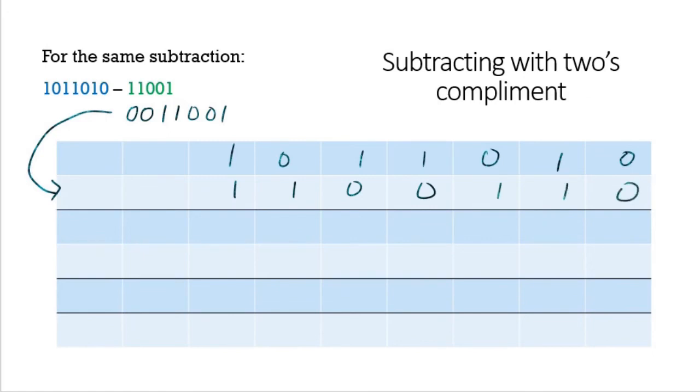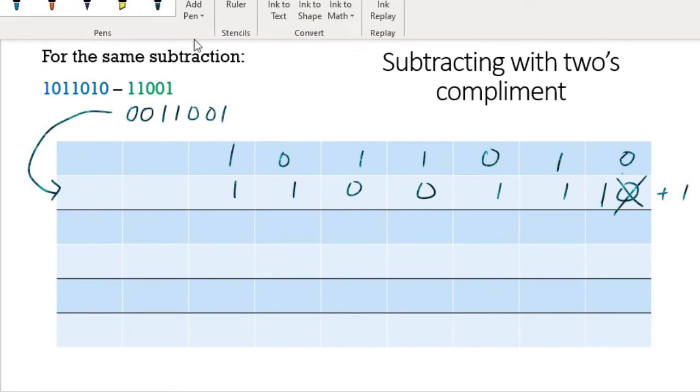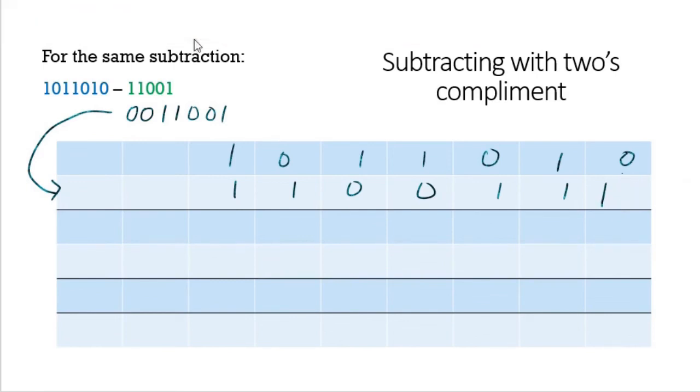And now, right away, I'm going to add 1 to the complement. So I'm going to this number, add 1, which means that the 0 actually turns into a 1. Let me tidy that up. So immediately after I wrote the complement of the number that's being subtracted, I added 1 to it.